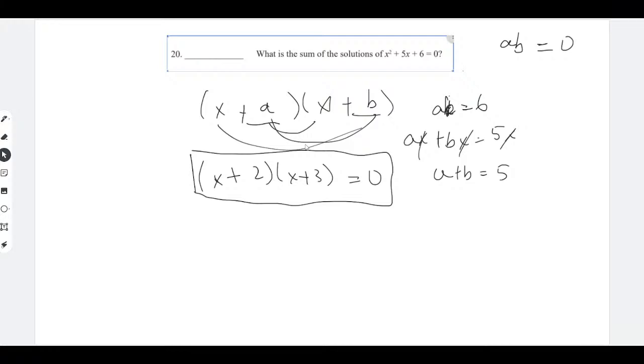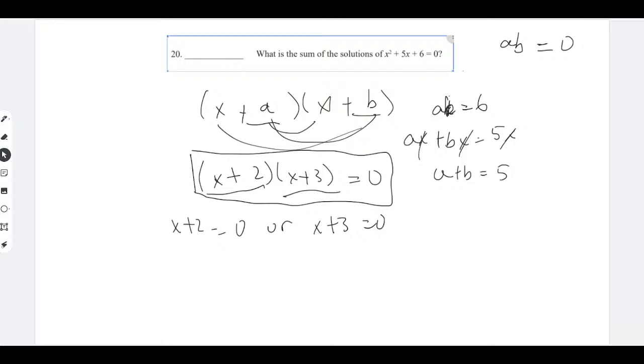Yeah, one of them has to be 0, right? Either one of them is equal to 0 or both of them are equal to 0. So we can use that same technique here to solve for x. We can treat x plus 2 like it was a, and x plus 3 like it was b, right? So we can say x plus 2 has to equal 0, or x plus 3 has to equal 0, right? Does that make sense? Yeah.